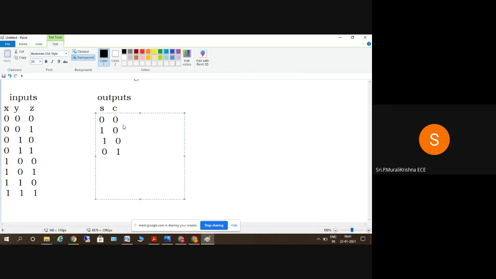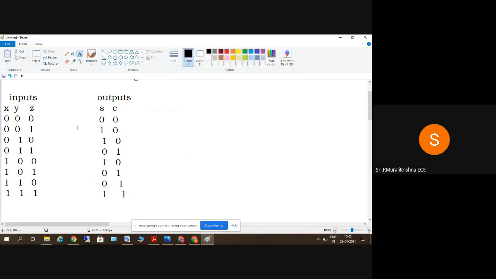Okay, so 1 0 0, sum is 1, carry is 0. So 1 0 1, sum 0, carry 1. So 1 1 0, there's sum 0, carry 1. Okay, and 1 1 1, it is sum 1, carry 1. This is the truth table. We got this truth table, right? So we have inputs and outputs. This is the truth table of the full adder here.